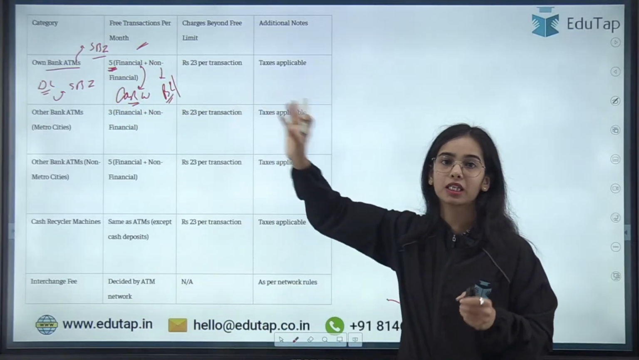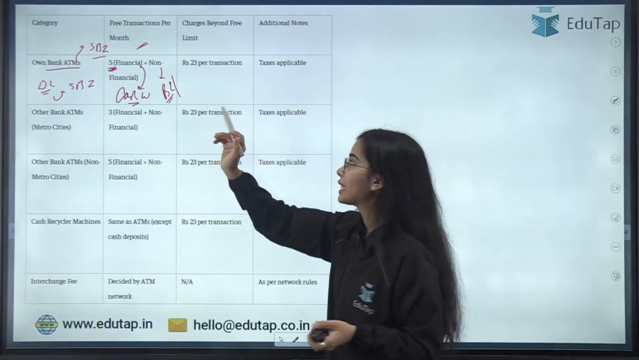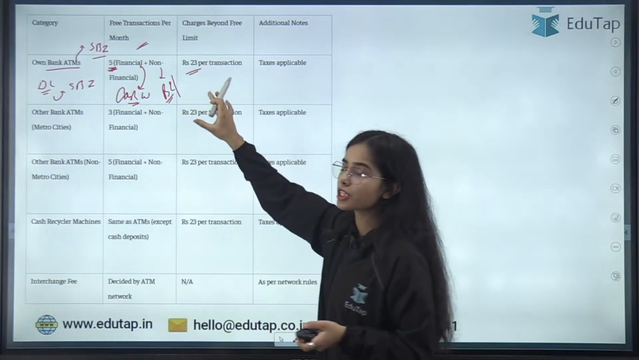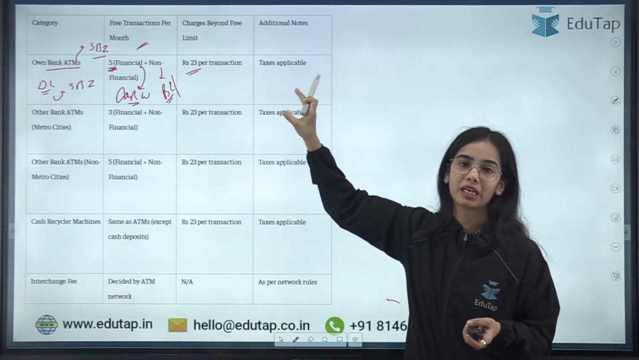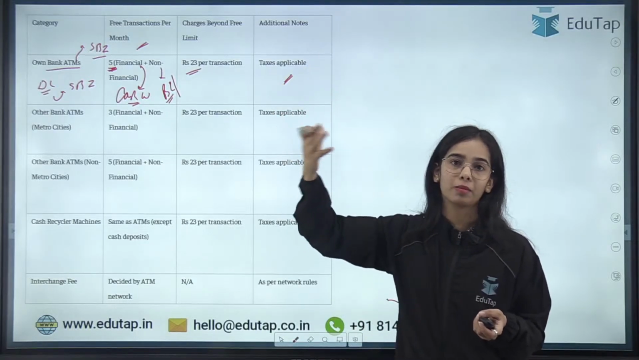So if you are within the limit, you will not be charged any money. But if you go beyond the free limit, then the maximum that a bank can charge you is up to ₹23 per transaction. Okay, and the taxes, that is GST, will be applicable over and above that.